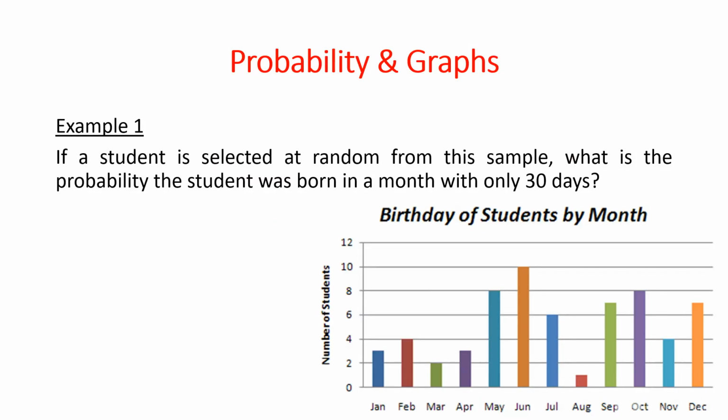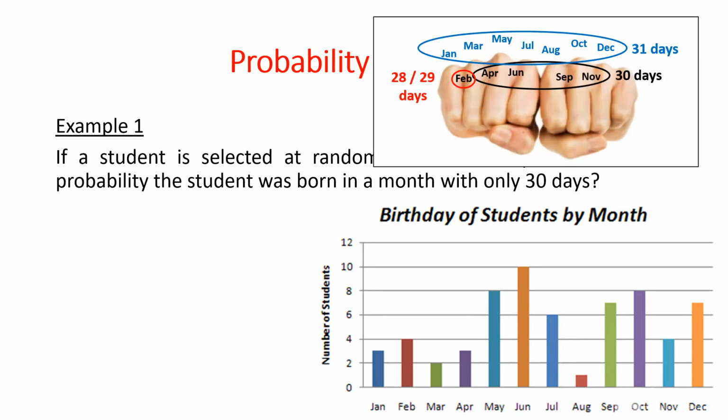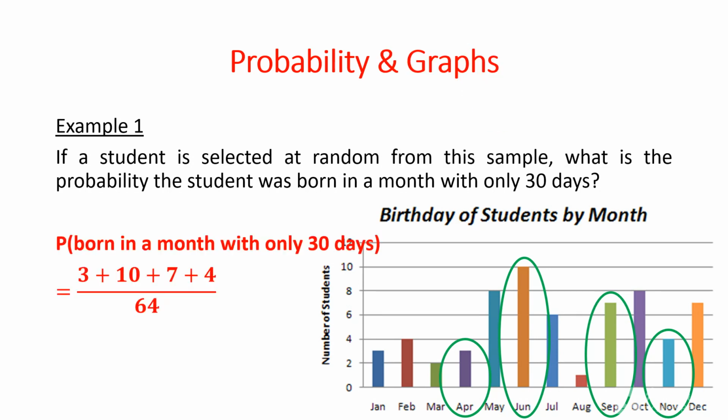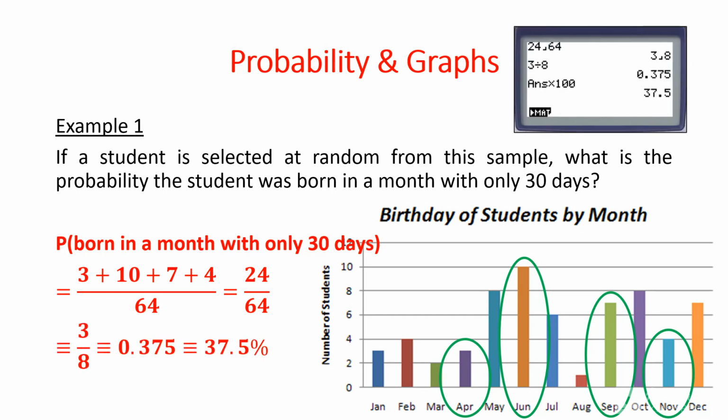All right, let's go through a couple of examples. If a student is selected at random from this sample, what is the probability the student was born in a month with only 30 days? Well, I always forget how many days in each, so I use my hands to help me remember. The months of April, June, September, and November have 30 days. So here are these 4 months, and if I add them up, we have 3 people in April, 10 people in June, 7 people in September, and 4 people in November. And then if I add up all the other months, I get 64. So the probability is 24 out of 64. You could leave it like that, or you could simplify it or turn it into a decimal or a percentage.